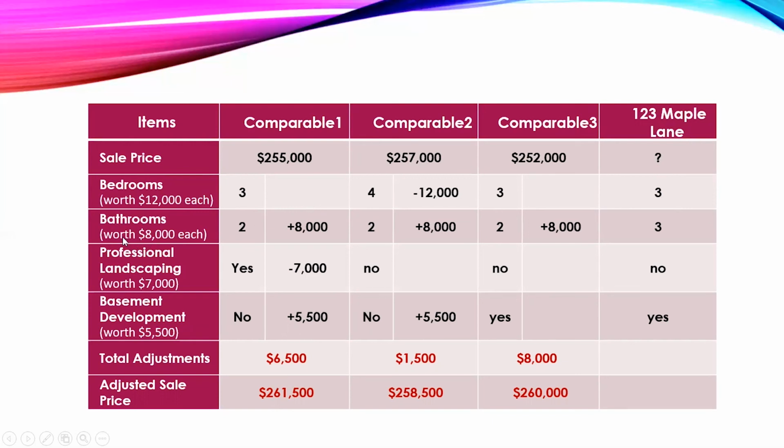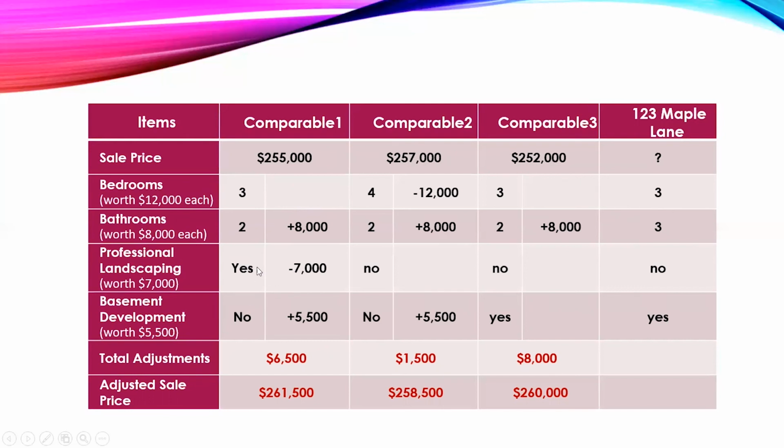In terms of the bathroom, each bathroom is worth $8,000. And here we can see there are 2 bathrooms in comparable 1, but our subject property has 3 bathrooms. So in this case, we will have to make a positive adjustment to our comparable in order to bring it to the same level as our subject property. So because each bathroom is worth $8,000, we would add $8,000 to the price of this property.